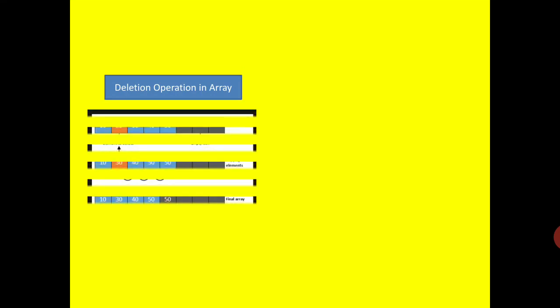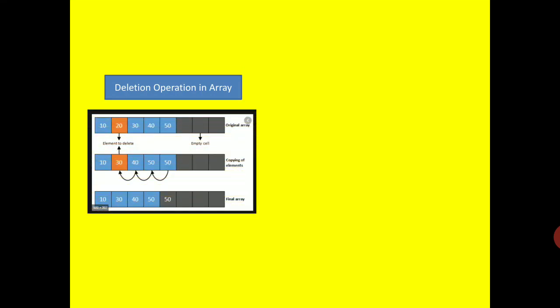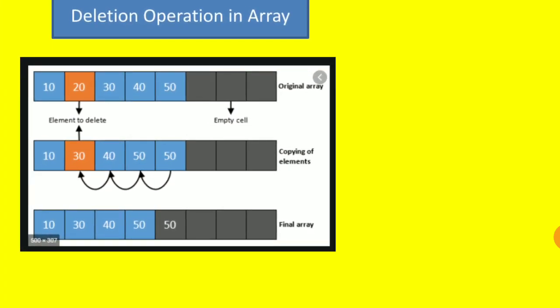Next we'll proceed to the next one, deletion operation. Deletion means removing an element from the data structure. You'll see it clearly here.